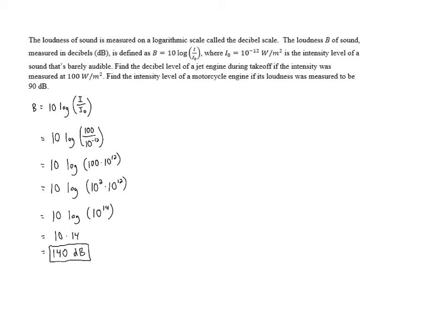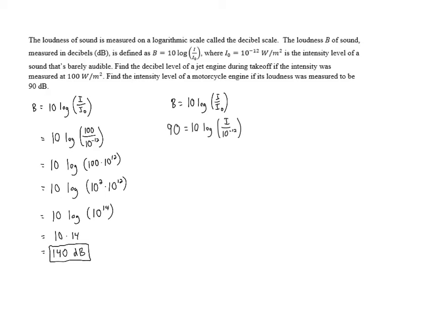Let's take a look at the other problem. It's going to use the same formula, but here it's a different sound, so we'll have different values for our variables. So here we're looking at a motorcycle engine, and we're told that the loudness is 90 decibels. So we're given the loudness as 90, and we still know that I naught is 10 to the negative 12th, but what we don't know is the value of I. We're looking to find the intensity level here.